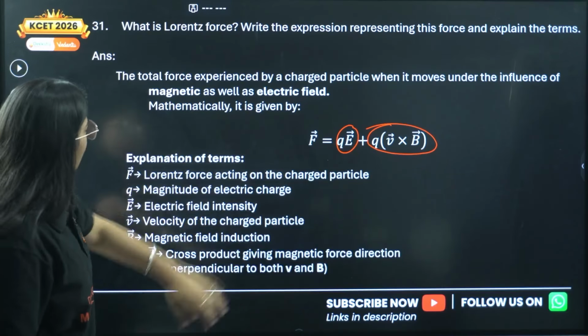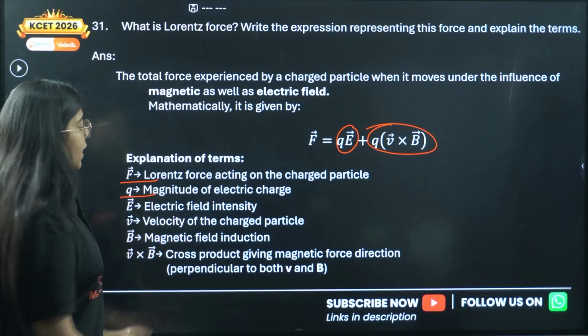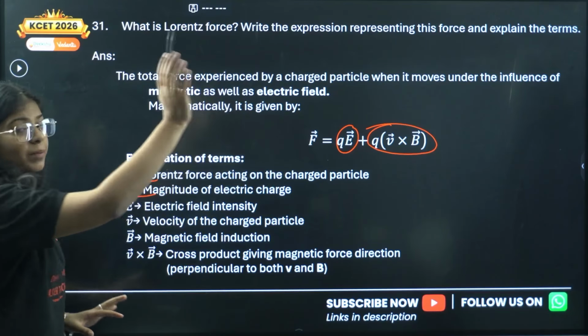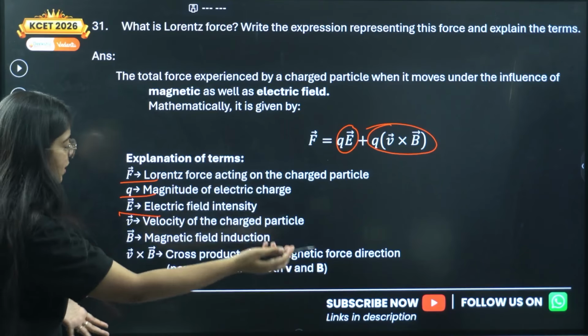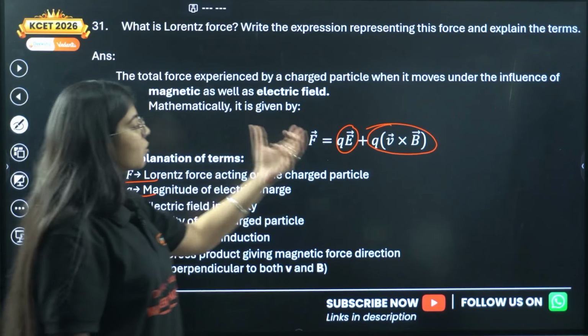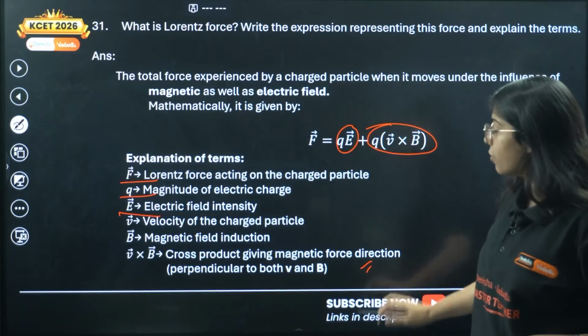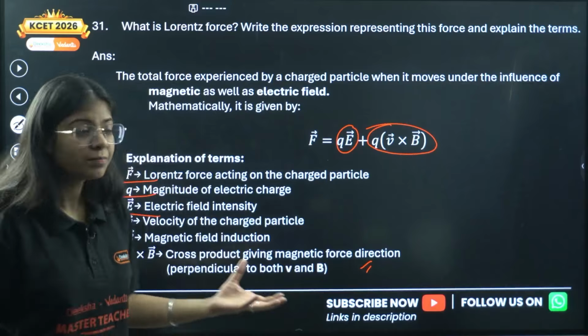For defining the terms: this is the Lorentz force, Q is the magnitude of the electric charge, V is the velocity of the charged particle, B is the magnetic field intensity, E is the electric field intensity, and V cross B is the cross product of the velocity and magnetic field, which gives the direction of force. Correct? Can we move on to the next question? Okay.